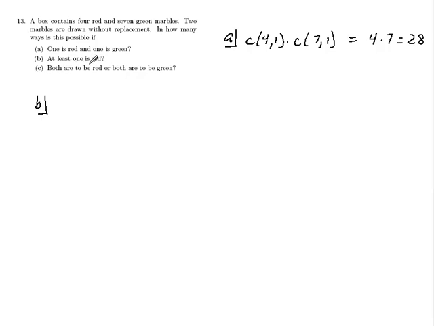Part D says at least 1 is red. Well, of the 4 red, pick 1. Of the 7 green, pick 1. But that's exactly 1, so now we do exactly 2 red.